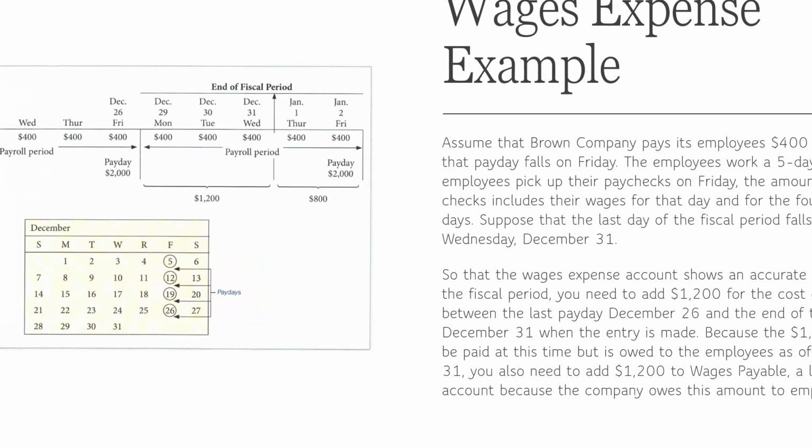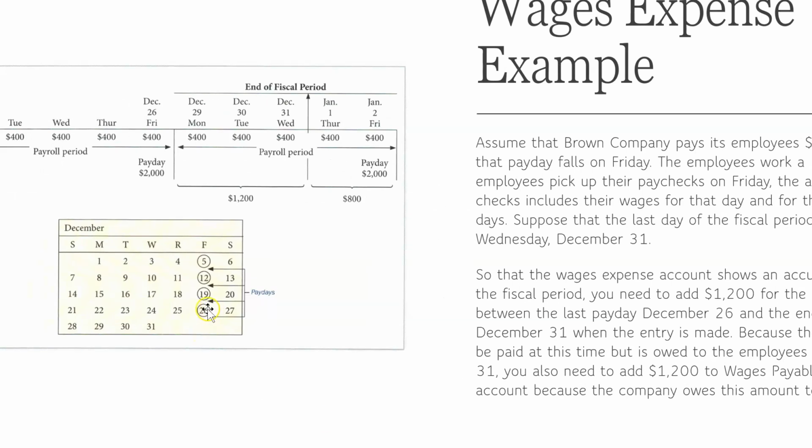So we have December 26th, right? Then we have 3 days here that we're responsible for paying, but we're not going to pay them until January 2nd, which, if you look here, falls into the next fiscal period. Okay, but we need to record these expenses in this fiscal period because expenses must be recorded in the fiscal period in which they're incurred.